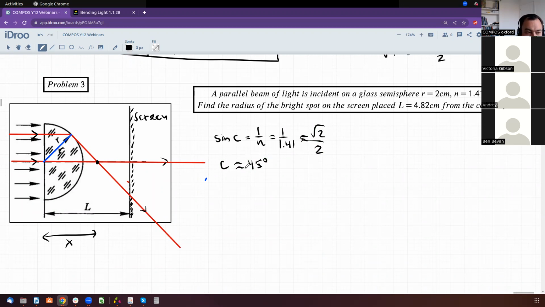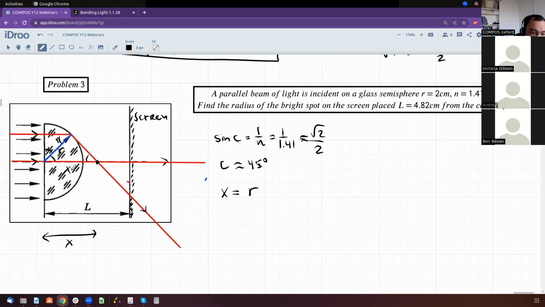Okay, that's helpful. So this is R. Well, R is 2. So X is going to be R. If this angle is 45, and this is 45, and this is 45, so they are 45-degree angles.